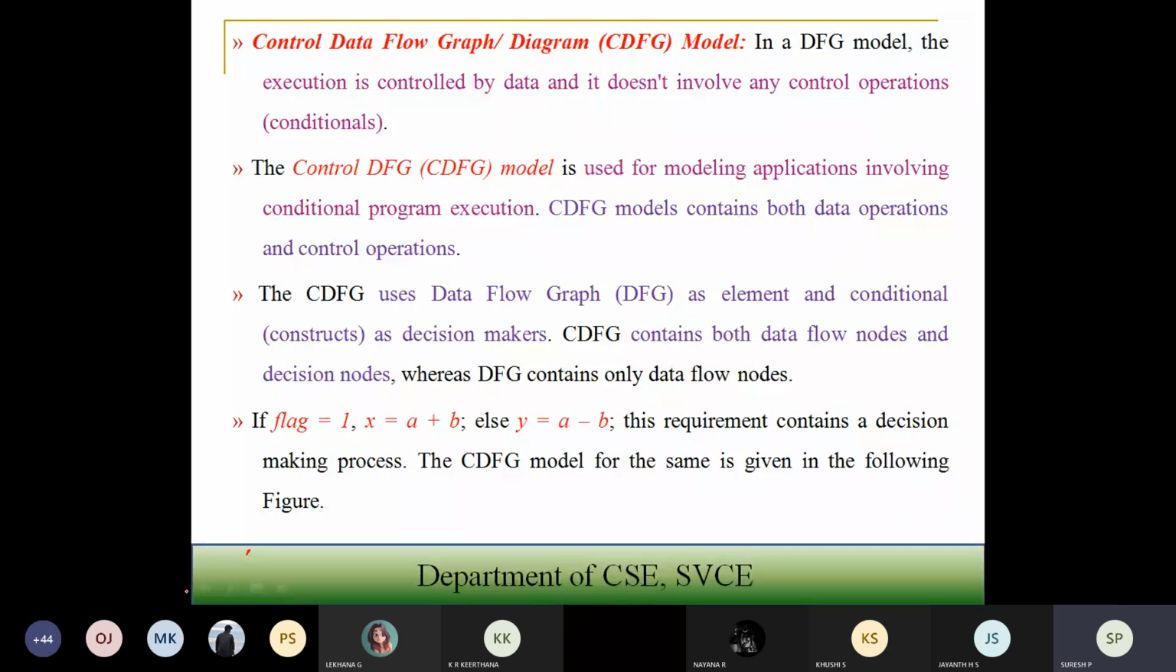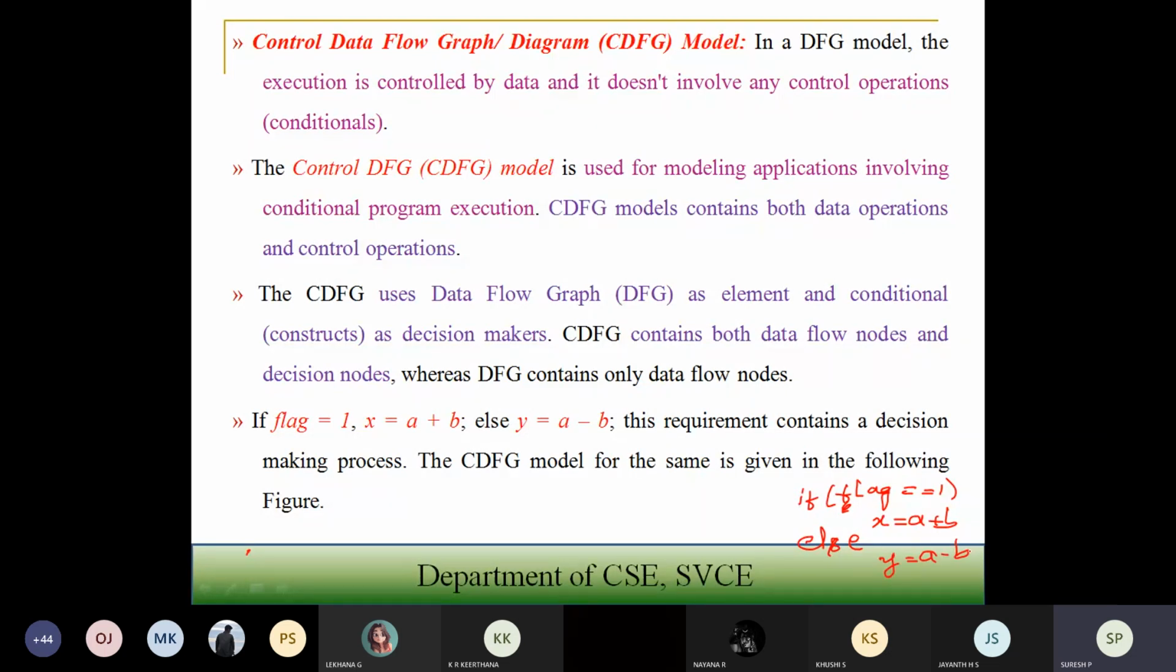So here, if we take the example, I am going to have if flag is equal to 1, x is equal to a plus b is one statement I'm going to execute. If flag is not equal to 1, I am going to perform y is equal to a minus b, which is another operation. For that, I have to write the control flow graph.